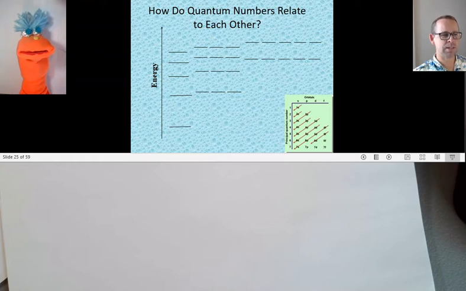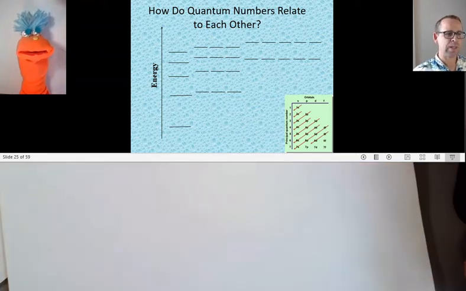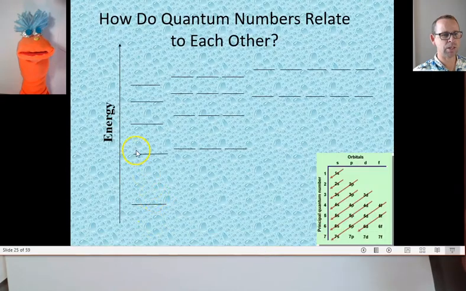And what this is, each of these lines here, there's one line here, one line here, one there, three there, 5 there. Each of these lines represents an orbital. This first line here is in an n equals 1, so that represents the first shell.